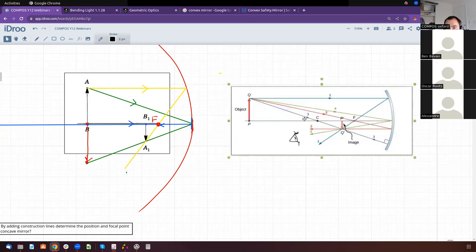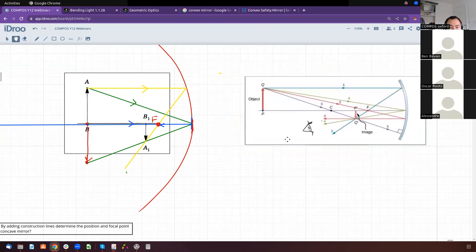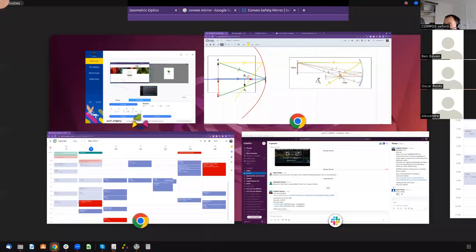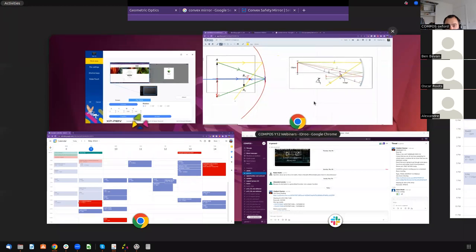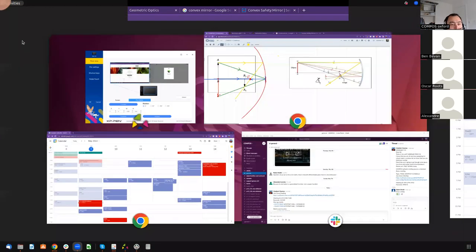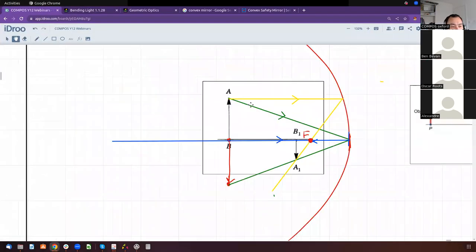Maybe this diagram helps. Oh, I think it's in the assignment. So from an object, the first ray goes parallel and then goes through the focal point. You see that ray, this is the ray that we're drawing. This is how we find F. So we found F. What else do we need?